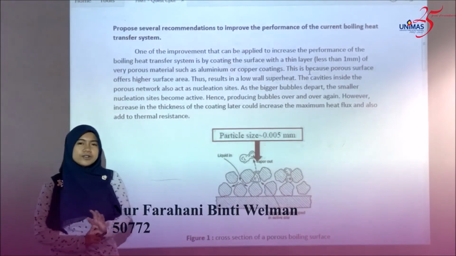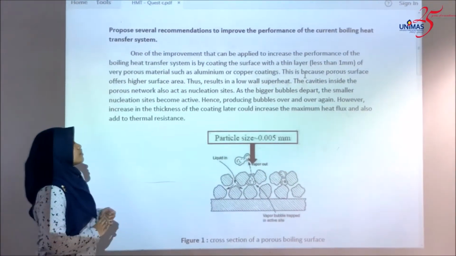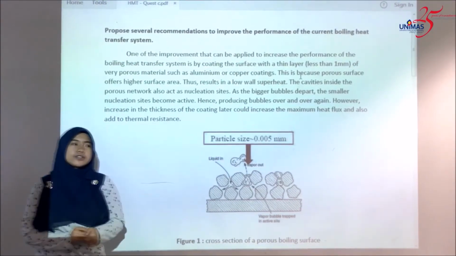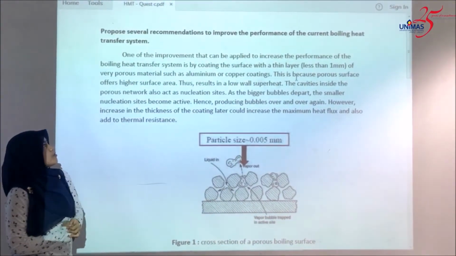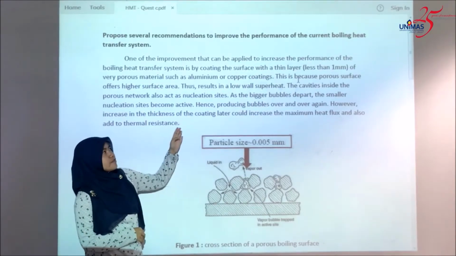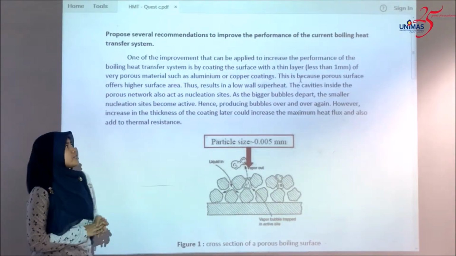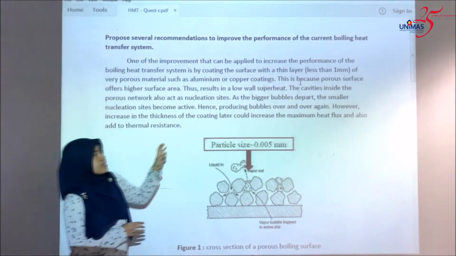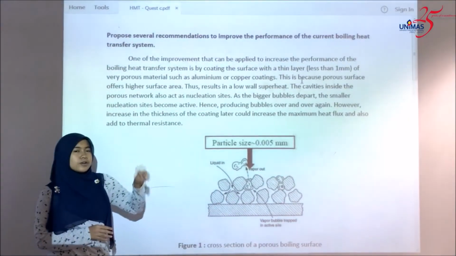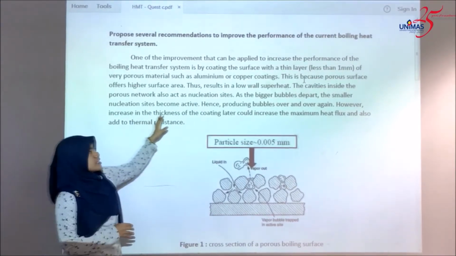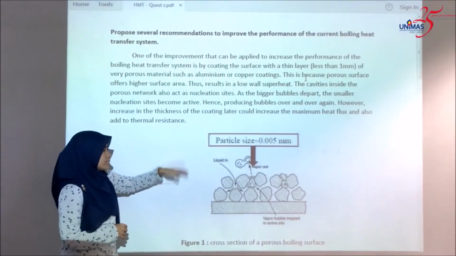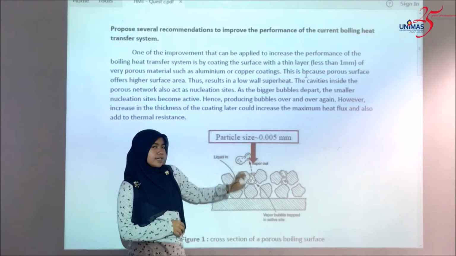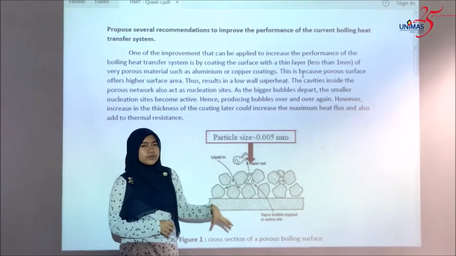Today I'm going to recommend how to improve the performance of the current boiling heat transfer system. One improvement is coating the surface with a thin layer of very porous material. This is because a very porous material has cavities inside the porous network. These cavities will act as nucleation sites. As bigger bubbles are released from the nucleation sites, there will be more active nucleation sites for continuous vapor formation.